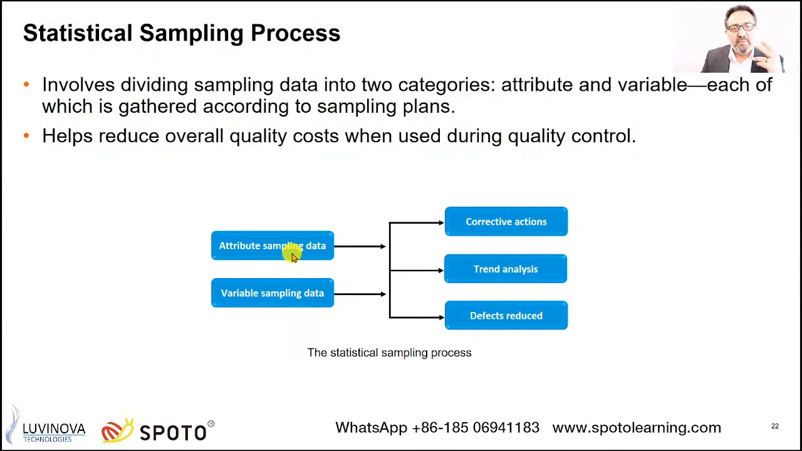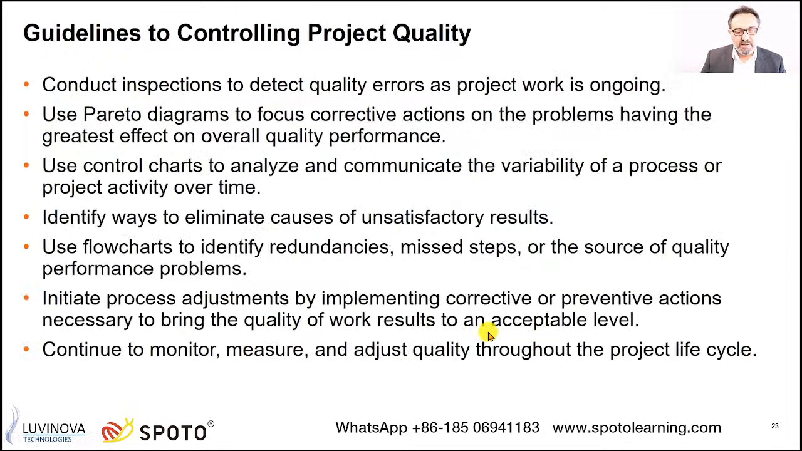So first you decide about the type of data, whether variable or attributes, then you can take these readings, apply these measurements, present this information in a chart like a Pareto chart, thinking about the root causes, and then based on this analysis you need to do some corrective actions, right? So this is the idea of the statistical sampling process in quality.